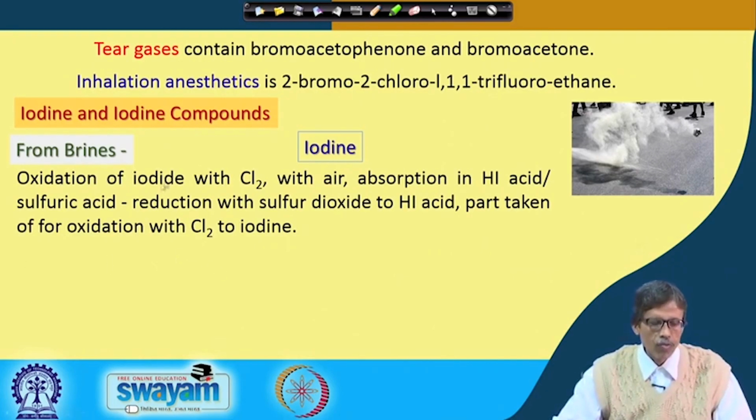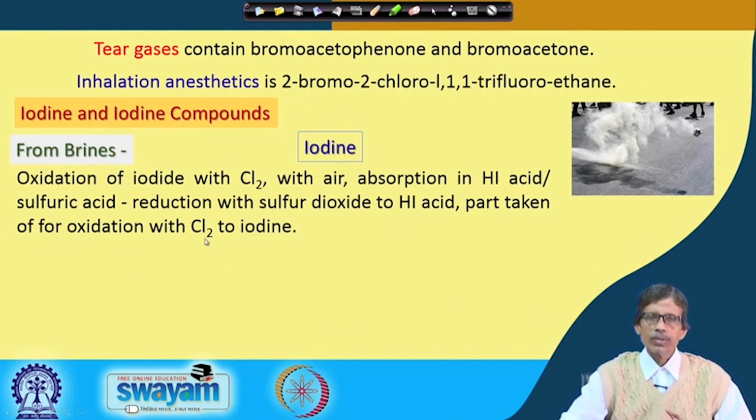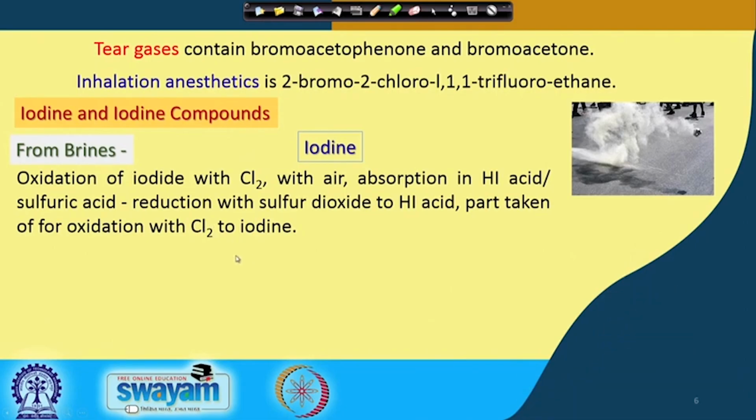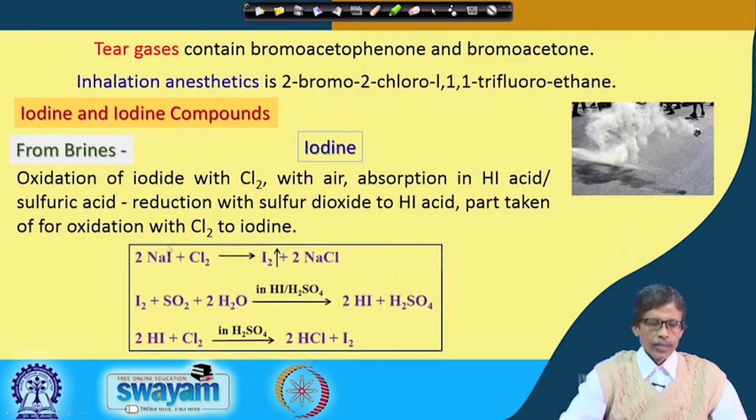So oxidation of any iodized salt by chlorine will give you the free liberation of iodine. Then with air, if we absorb this particular iodine in hydroiodic acid and sulfuric acid, then sulfur dioxide can be used for the corresponding conversion to hydroiodic acid, and part is taken off for the oxidation with Cl2 to iodine. So Cl2 will be available there to oxidize your iodide salt. That particular process tells us how iodine production depends on many reactions, as we can have 3 consecutive reactions.